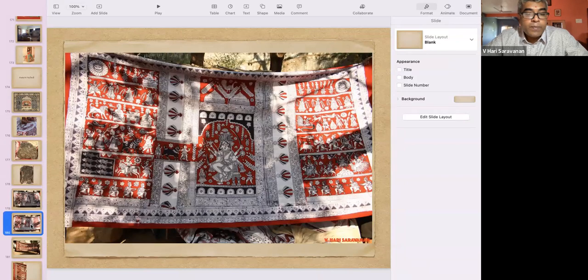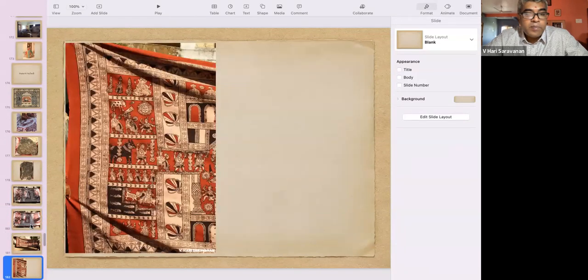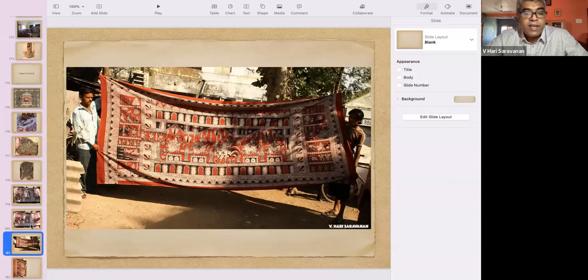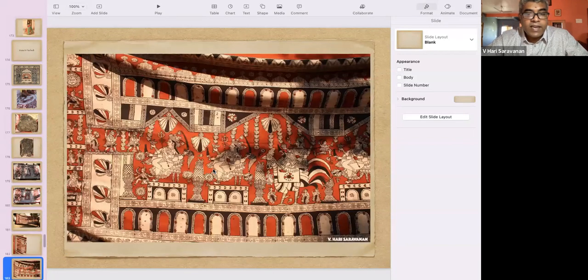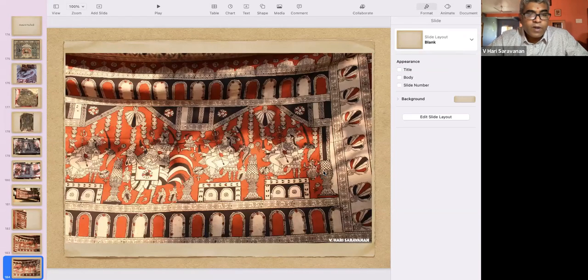Here you could see that the center will always be depicting Devi, and on either side will be depicting the devotees and also the ancestors of the Vagari community, and then devotees entering the shrine. And here is a depiction of Bauchara Devi, who's seated on a rooster.